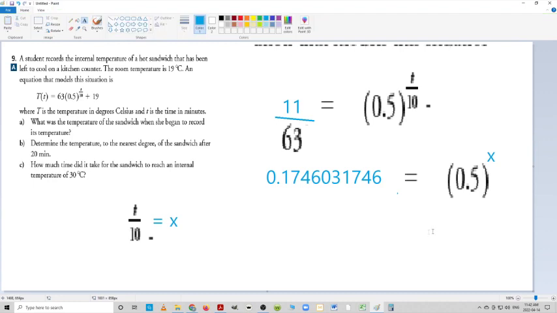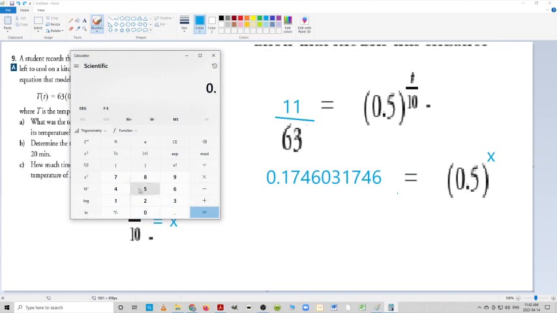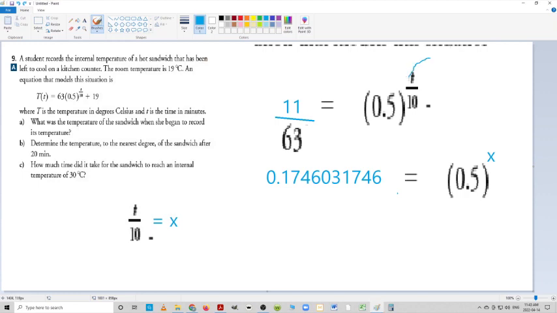So now I just need to find what exponent, how many times does 0.5 have to multiply itself to get that? Well, the easiest way for me to do that is to take 0.5, hit the multiplication sign, and when I hit equals, it'll be squared. When I hit equals again, it'll be cubed. When I hit equals again, it'll be to the power of 4. And I see that I've already passed it, right? And that means I'm dealing with, as I suspected, a complicated fraction. So it becomes very hard.